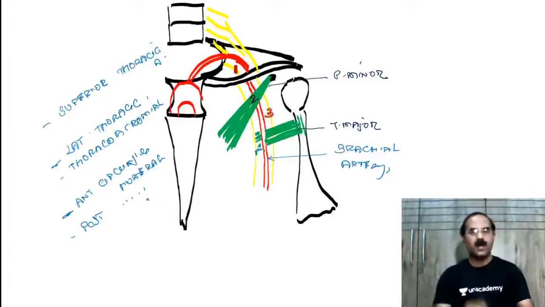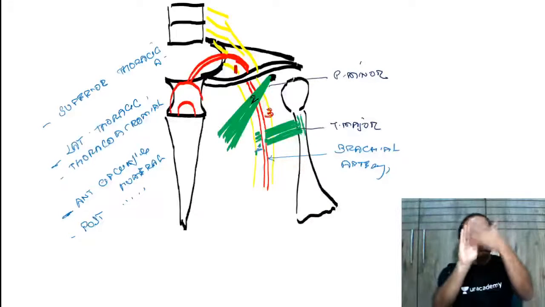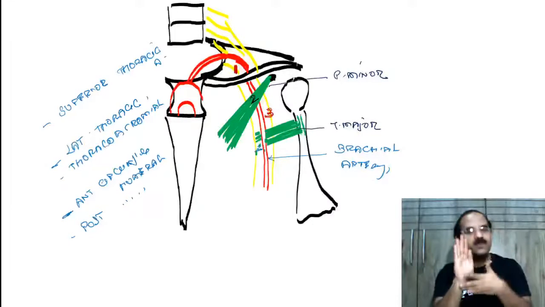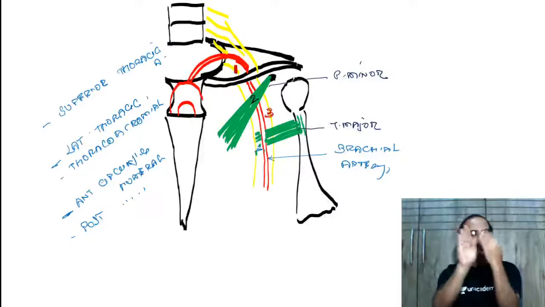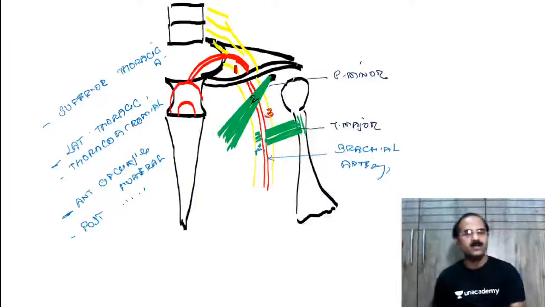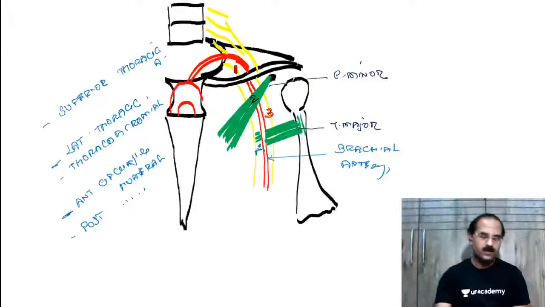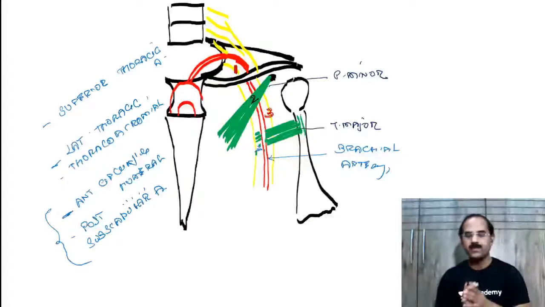And the third artery runs on the costal surface of the scapula. Which is the muscle on the costal surface? The subscapularis. And this artery runs on the subscapularis, so the artery is known as the subscapular artery. So these are the 3 branches from the third part.